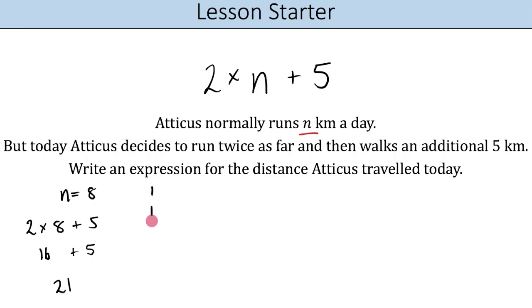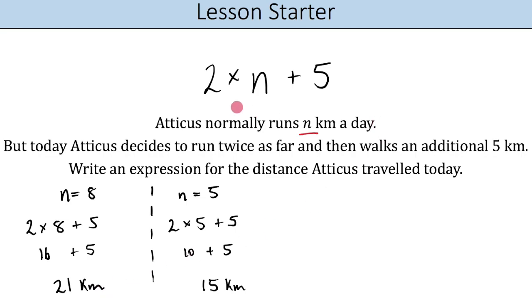But then he says, you know what, actually, I do actually only run 5 kilometers a day. I lied, it's only 5. And I go, well, no sweat, I can still figure out how much you run a day pretty easily. It's going to be 2 times 5 plus 5. 2 times 5 is 10 plus 5 is 15. So just like that, I can use my expression to immediately find how far Atticus is running. And let's remember, these are all kilometers. He's running 21 kilometers. And this expression, you could put a kilometer on the end of this and say he's running 2 times n plus 5 kilometers. So hopefully you can appreciate why we like to use letters and why algebra can be so useful for us.